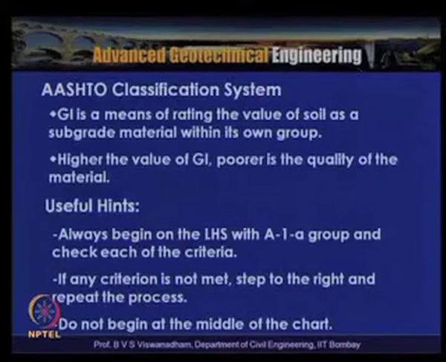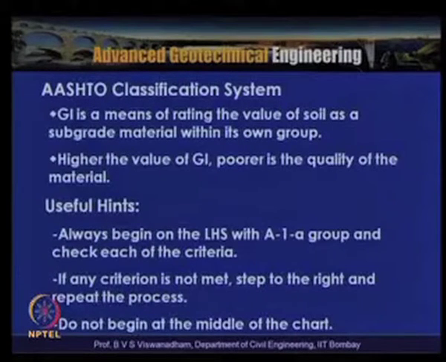In the AASHTO classification system, GI means we are rating a soil as a subgrade material within its own group. As I said, this was actually developed for highway and highway construction. So it is the rating of the value of the soil as a subgrade material within its own group. The higher the value of the GI, the poorer is the quality of the material. That means a higher value of GI means the soil has low load carrying capacity characteristics.